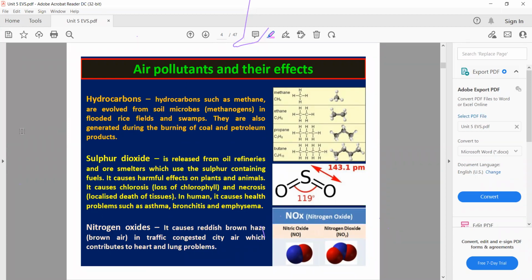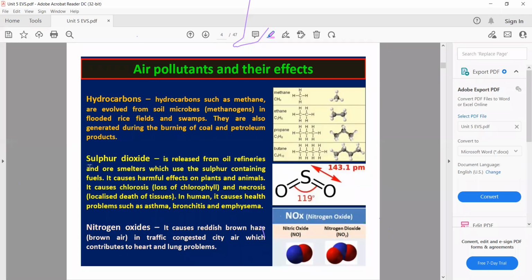So these are evolved from soil microbes in flooded rice fields and swamps. They are also generated during the burning of coal and petroleum products. So these are also highly toxic when inhaled by human beings.